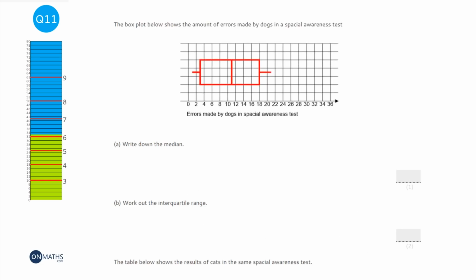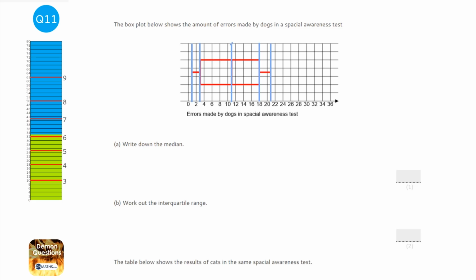Okay, so here we've got a box plot, and it's important to understand the parts of a box plot. There are always 5 parts. We've got the lowest value, which is the start of the box plot. We've got the lower quartile, which is the start of the box. We've got the median, which is the line in the box. Then we've got the upper quartile, which is the end of the box. And then we've got the highest value, which is the end.